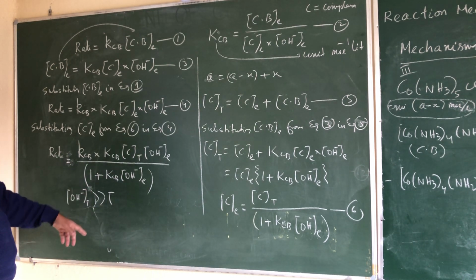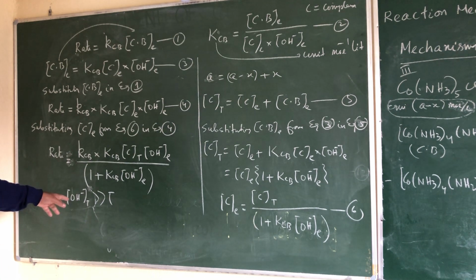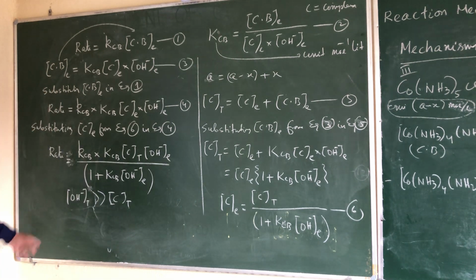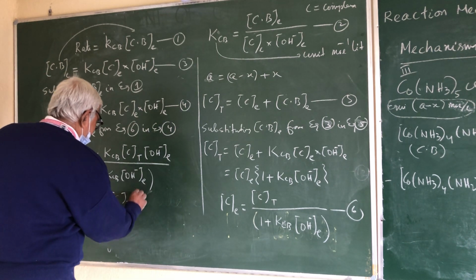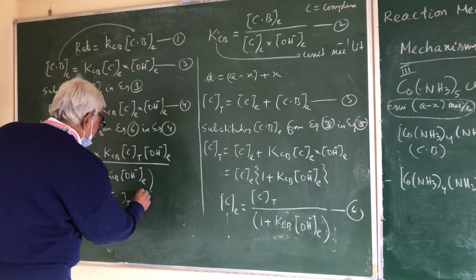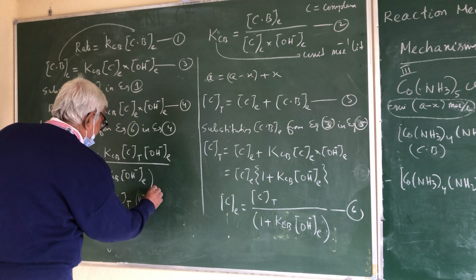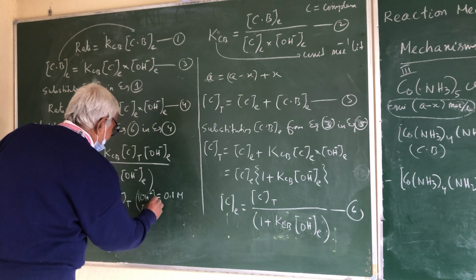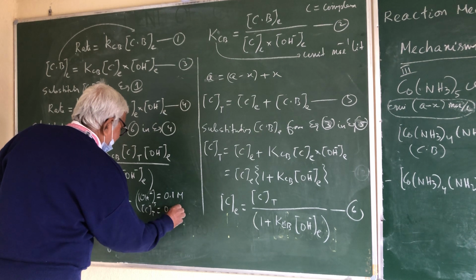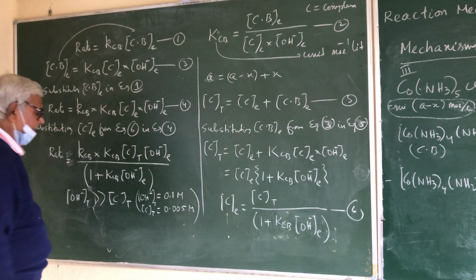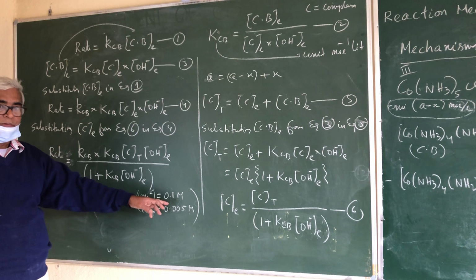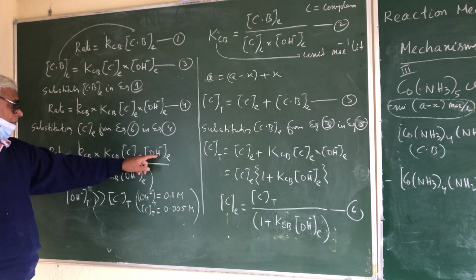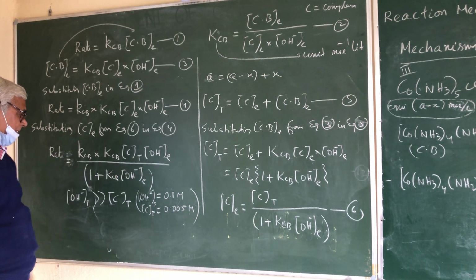Hydroxide total, since hydroxide total is much greater than complex total. Why is it greater? Because pseudo-first-order condition is maintained. We keep hydroxide concentration as 0.1 molar and complex total maybe 0.005 molar. Here hydroxide concentration is 0.1 molar and complex total is 0.005 molar. Therefore, the hydroxide equilibrium can be replaced by hydroxide total.